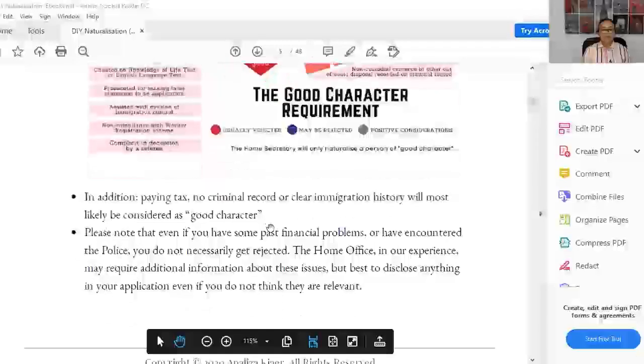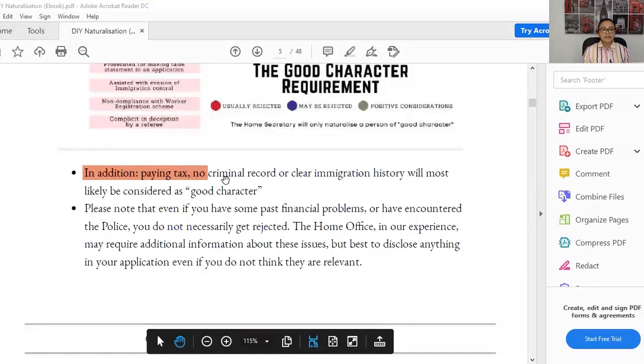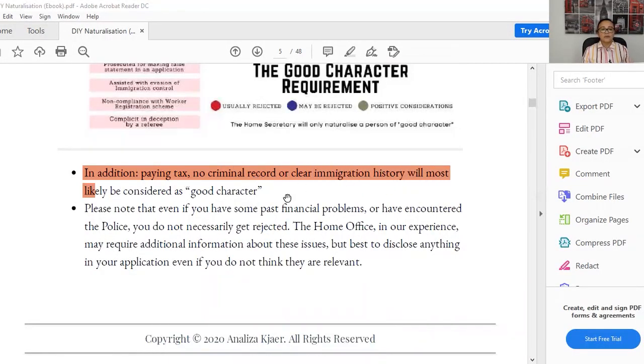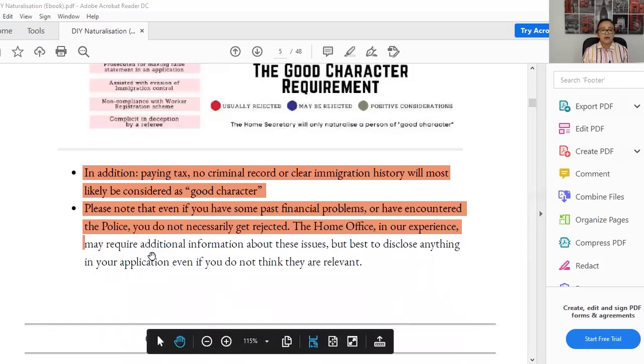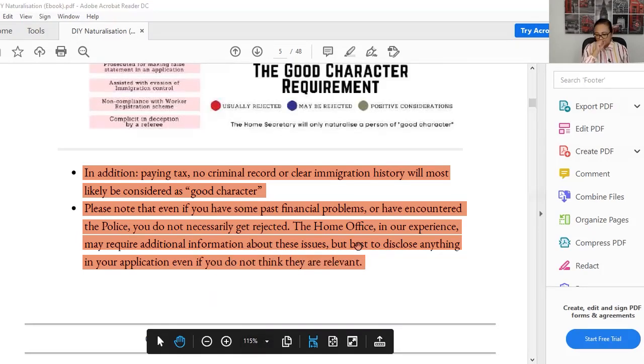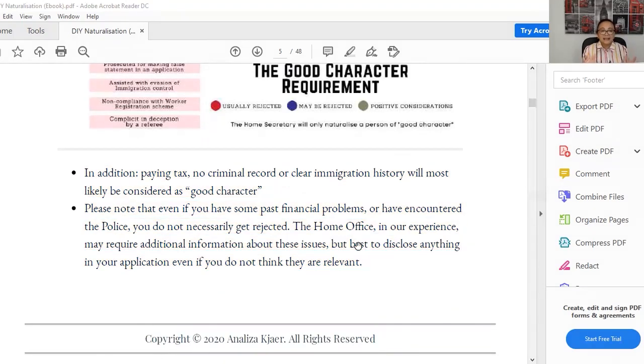Okay. So in addition, paying tax, no criminal record, or a clear immigration history will most likely be considered good character. Please note that even if you have some past financial problems or have encountered the police, you do not necessarily get rejected. The Home Office, in our experience, may require additional information about these issues, but it's best to disclose anything in your application, even if you do not think it is relevant. I'm saying this because if you forget to tell something, then that really will work against you. So mention anything, even though you haven't got the details.